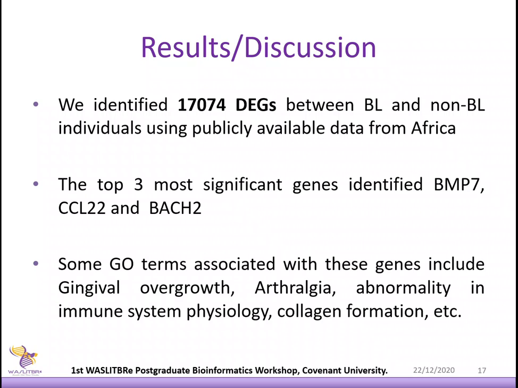We then went ahead to find the top three most significant genes, and we found them to be BMP7, CCL22 and BACH2. And all these genes are involved in gingival growth, arthralgia, and collagen formation. Gingiva is somewhere located around the jaw area, and it shows that it's implicated in Burkitt lymphoma pathogenesis. Okay, so that will be the end of my presentation.